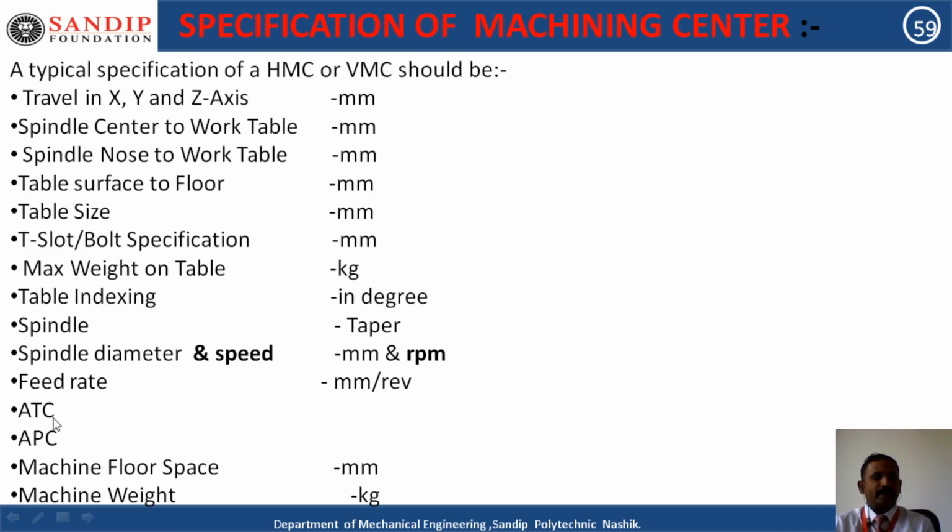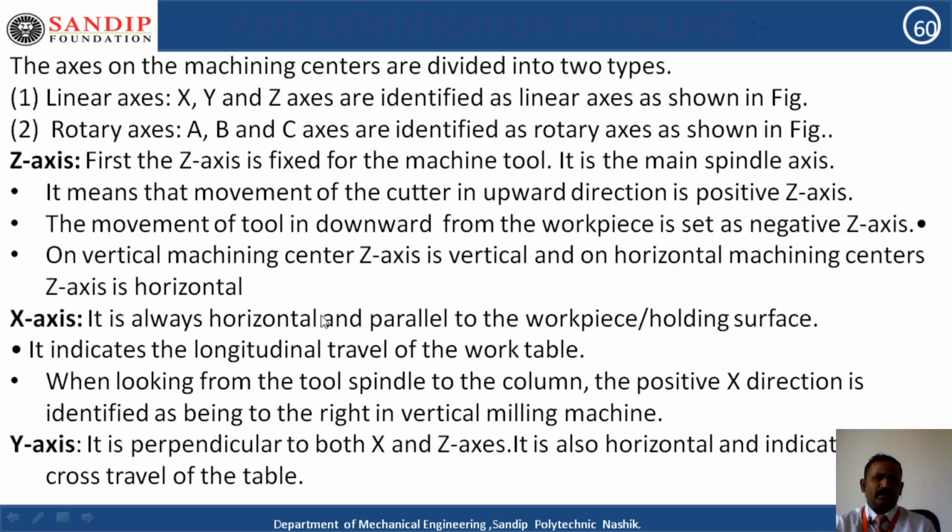ATC, automatic tool changer, so there may be a capacity for that ATC. APC, automatic pallet changer, so there is again a quantity of how many pallets are provided for that machine. Then machine floor space, it is also length into width, whatever the area. Machine weight in kg. So these are the parameters of the machining center.